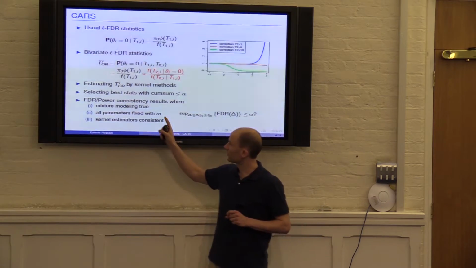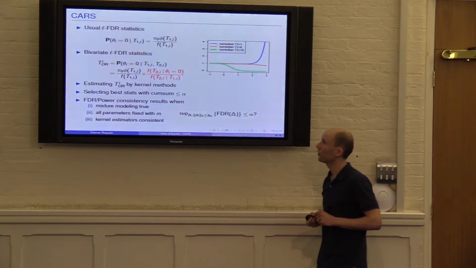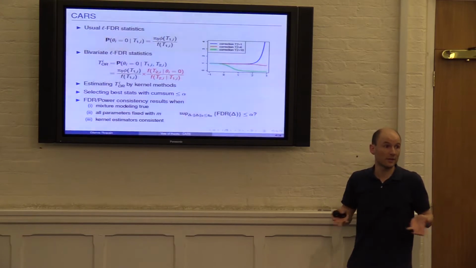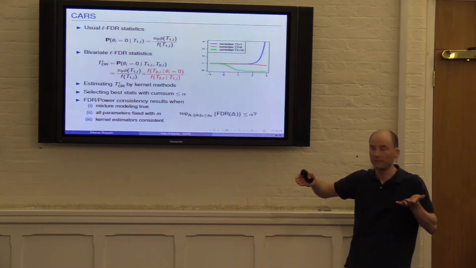So I want to discuss the second assumption here. All the parameters are fixed. This excludes, in principle, the case where the data is sparse, because under sparsity, what does sparsity mean? It is pi 0 tends to 1. So pi 0 should depend on m.